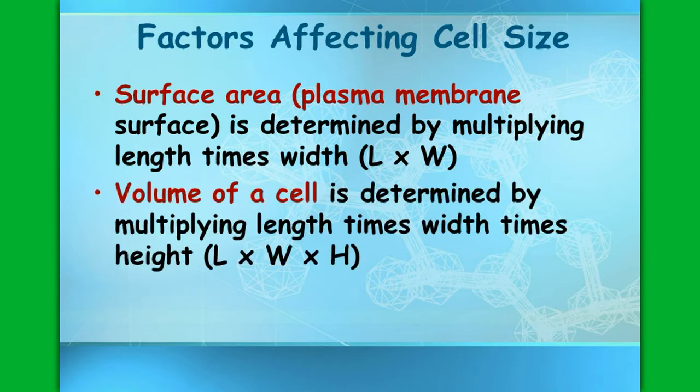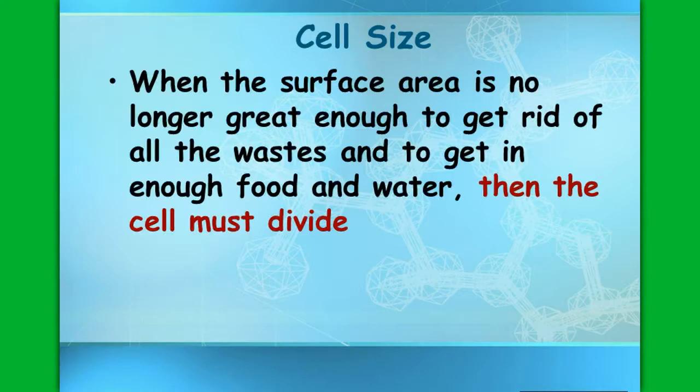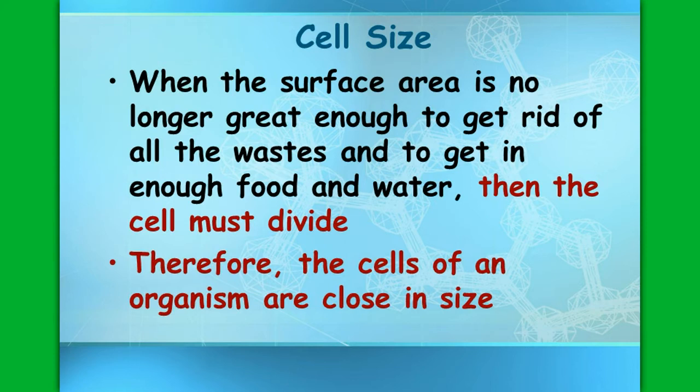Now, volume is going to be another factor that will affect the cell size. And in order to determine the volume, we have to take length times width times height. So that means that the volume, because there is a third measurement involved, increases faster than the surface area. So when the surface area is not great enough to get rid of all the wastes because the volume is so large, or to get enough food or water in, then the cell has to divide. It's got to reproduce and make itself smaller. So the cells of an organism are actually pretty close in size.